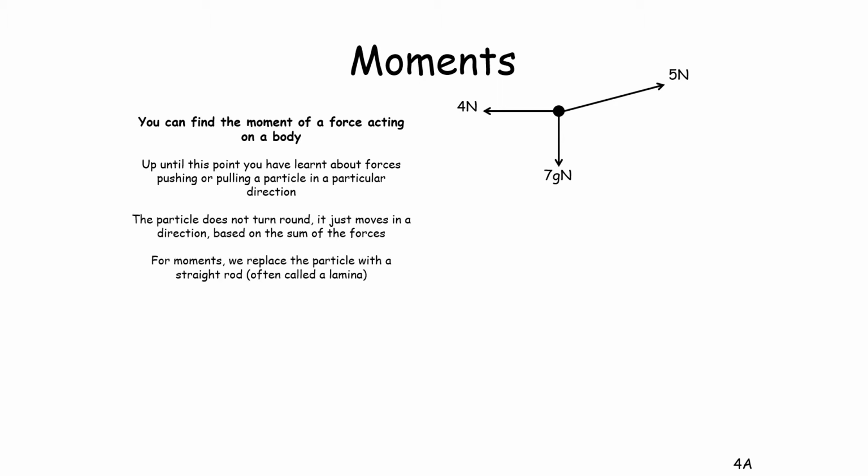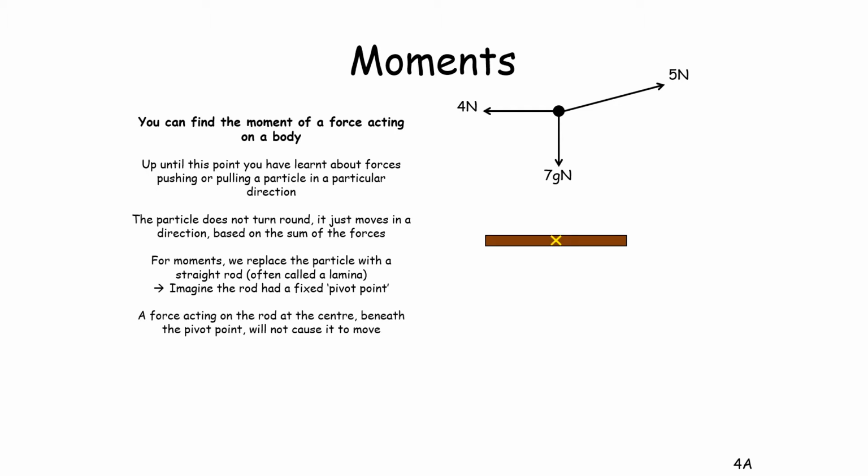The particle does not turn around, it just moves in a direction based on the sum of the forces. So for moments, we replace the particle with a straight rod, and we often call this a lamina. Imagine the rod had a fixed pivot point. If you had a force of 6 Newton acting on it, it will not spin. It will just go vertically upward.